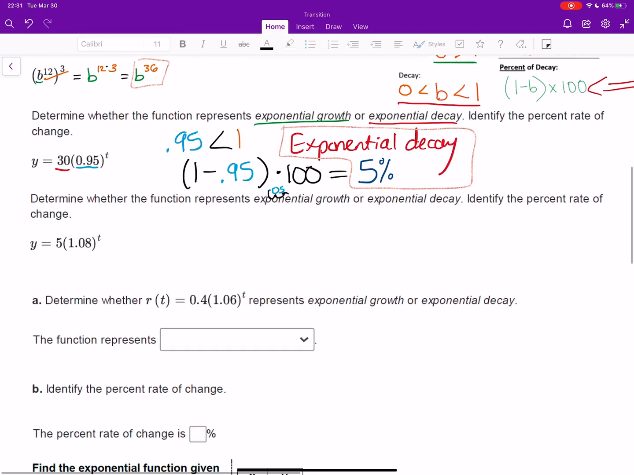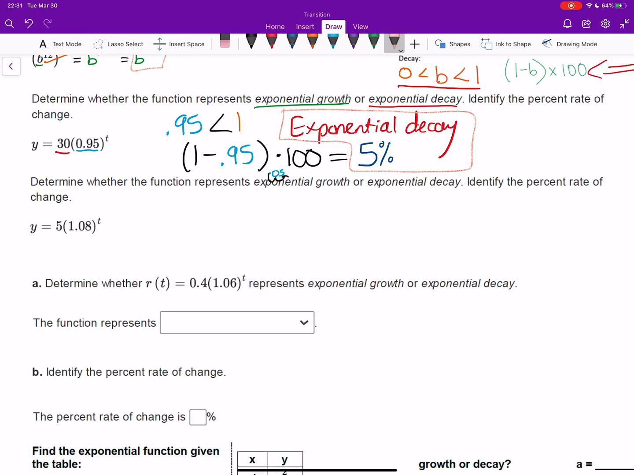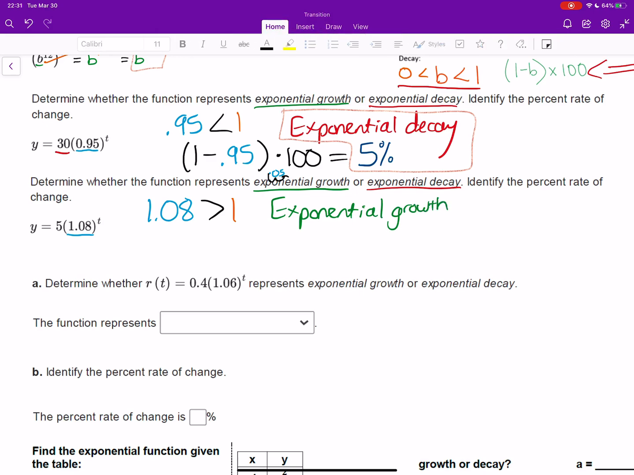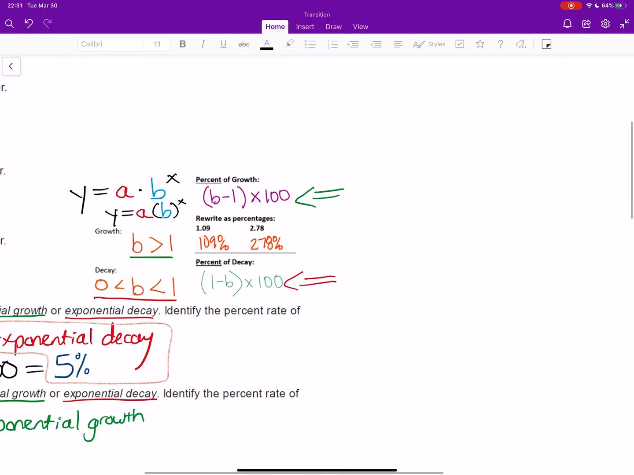Once again here, we have to determine if the function represents exponential growth or exponential decay. As a reminder, we're looking here at our b value to determine that, and I would like to say that 1.08 is bigger than 1, which means that it represents exponential growth, right, since b is bigger than 1. Now we have to find the percent rate of change, okay, and we're going to do that using the other formula that's up here, right, that one that had the green arrow pointing to.